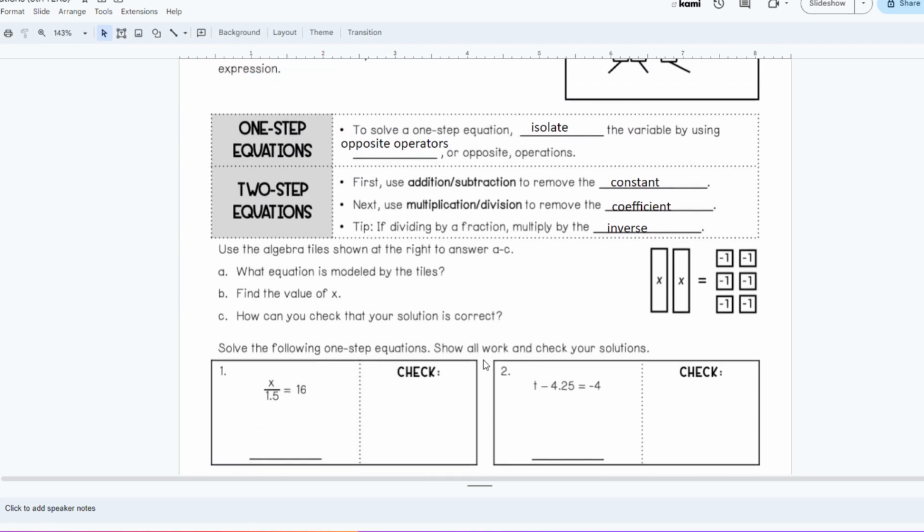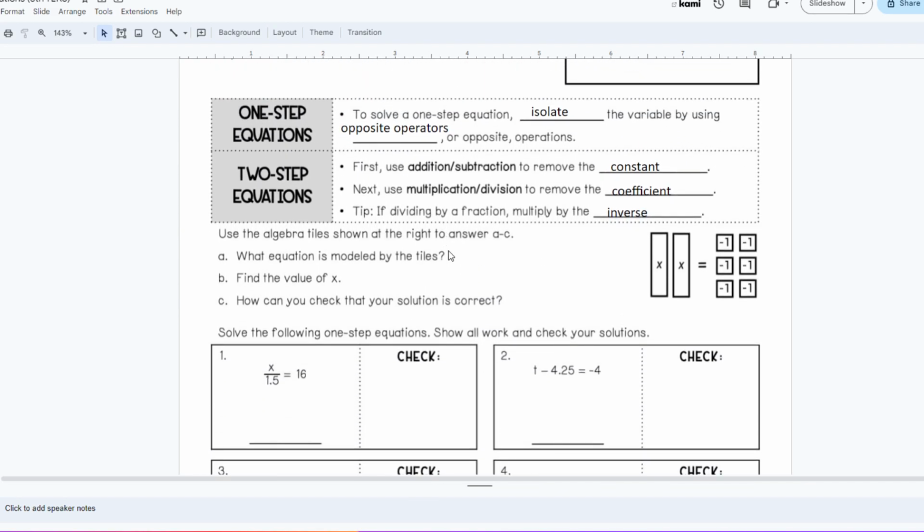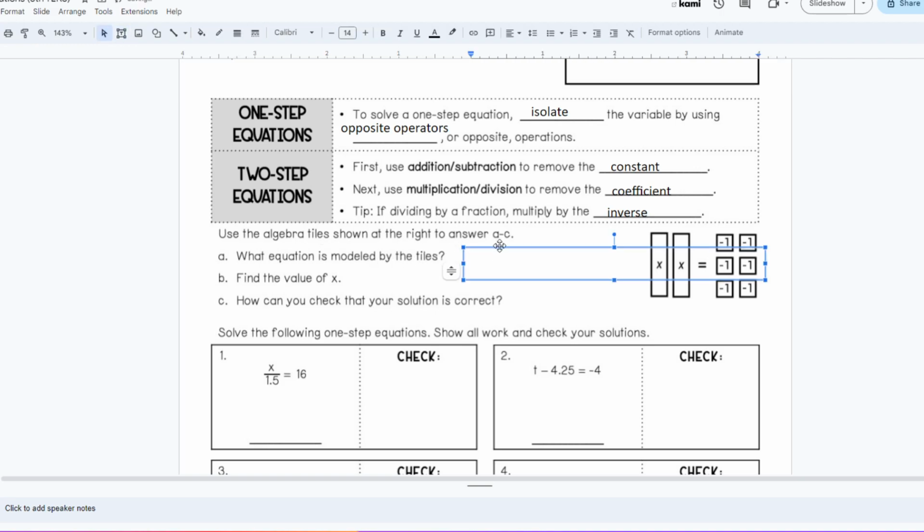All right, so algebra tiles. Algebra tiles we could use to figure out the value of x sometimes. So all we have to really do with the algebra tiles is just look at what we have. It says, what equation is modeled by the algebra tiles? Well, how many x's do we have? We have 1, 2 of them. So it must start with 2x, because there's 2 x's there. And then there's the equal sign, and then there's 6 minus 1s, so it must be this.